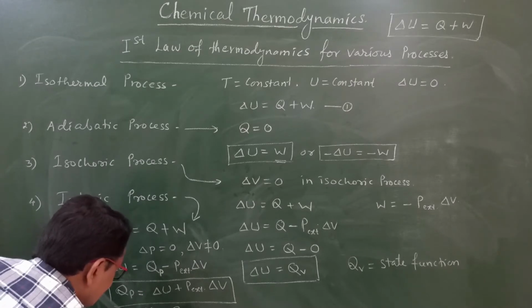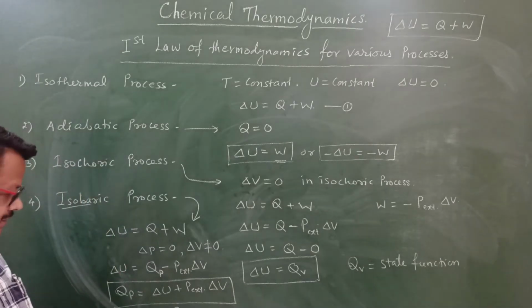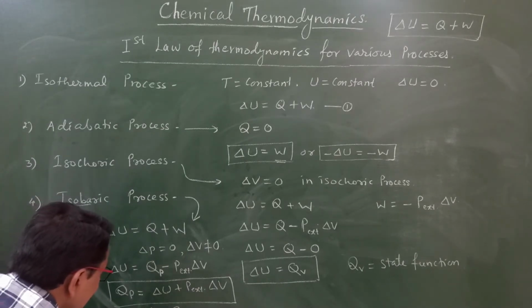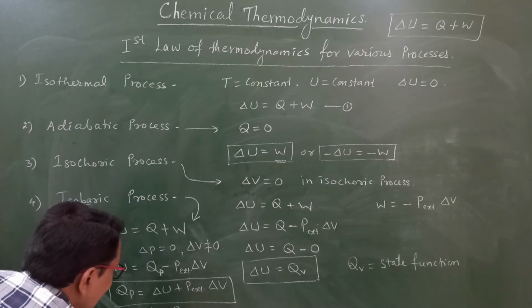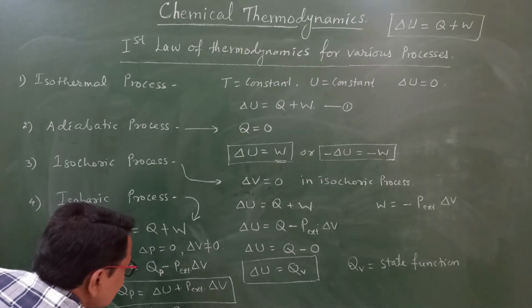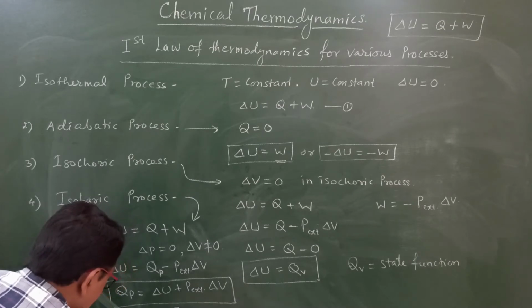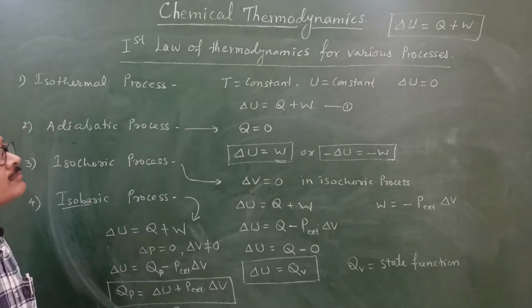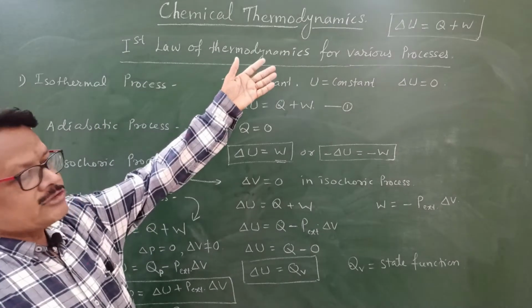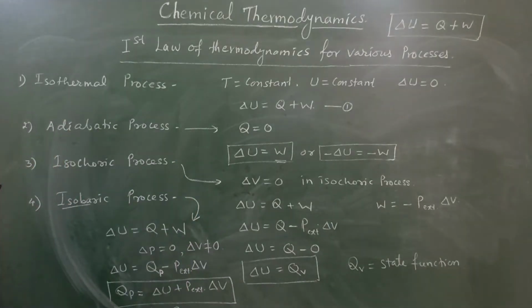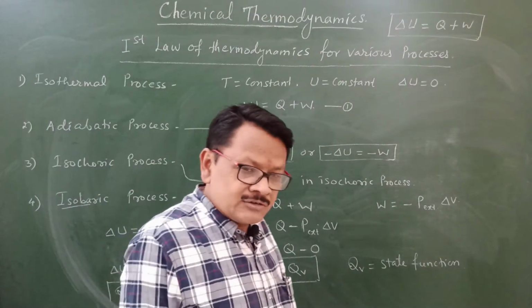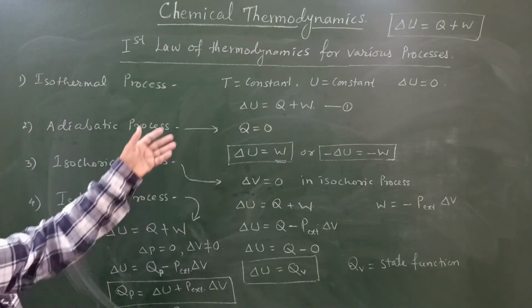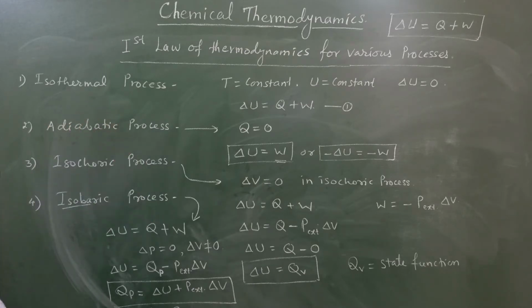QP is also denoted by the symbol delta H. Then the same equation can be written as delta H is equal to delta U plus P delta V. So in this way we can explain the first law of thermodynamics for various processes. I hope you have understood all these points. So in short, I will repeat all these 4 types of processes and how the mathematical equation can be given here.